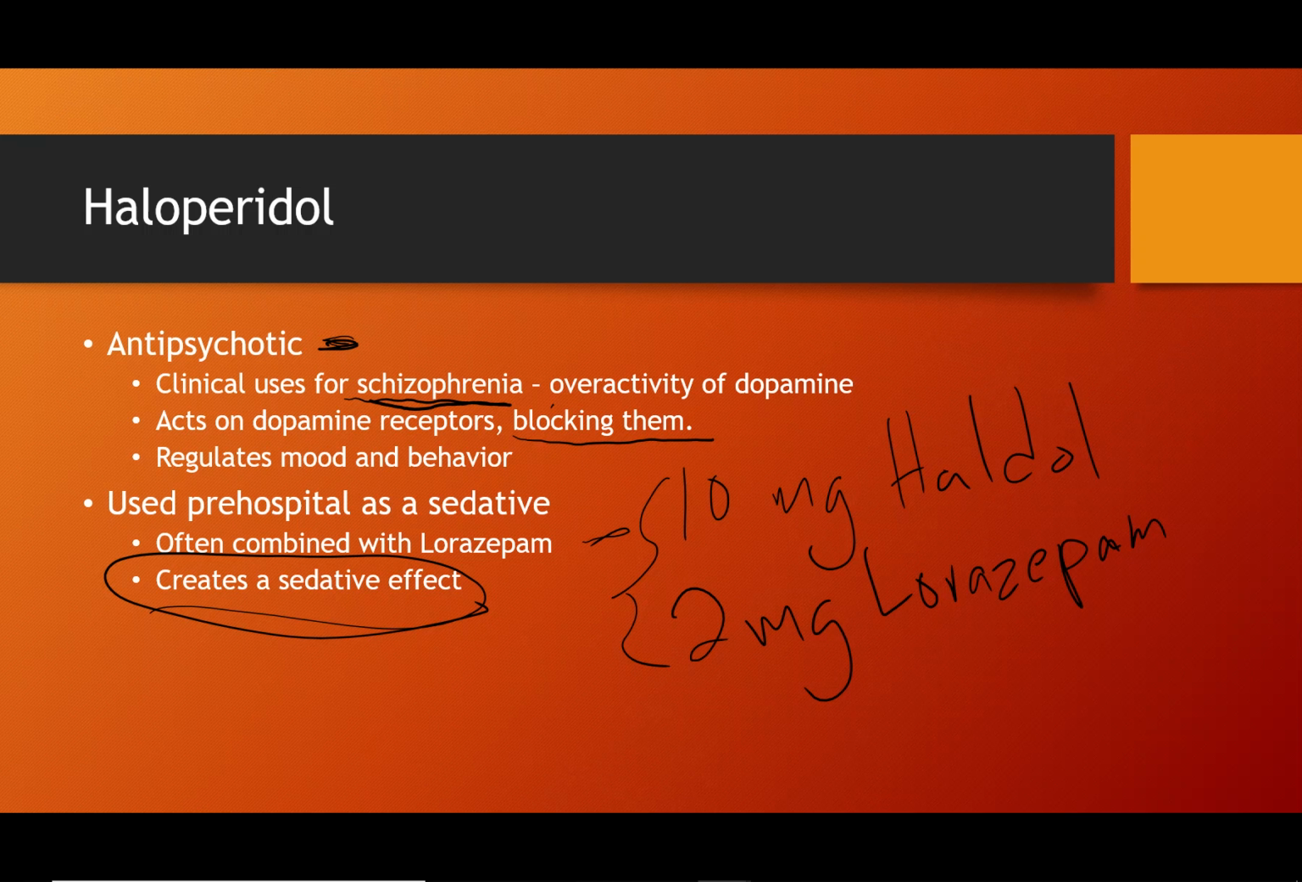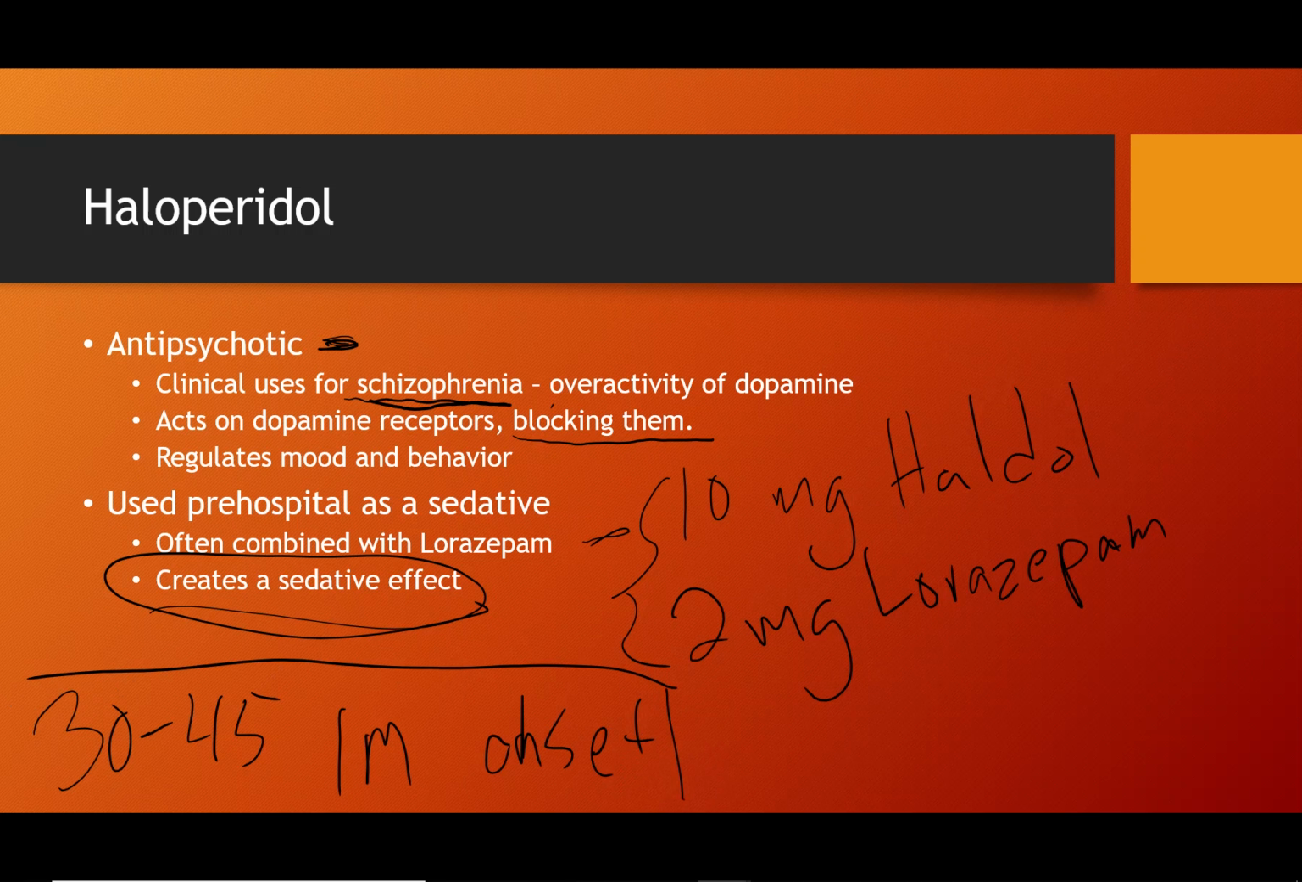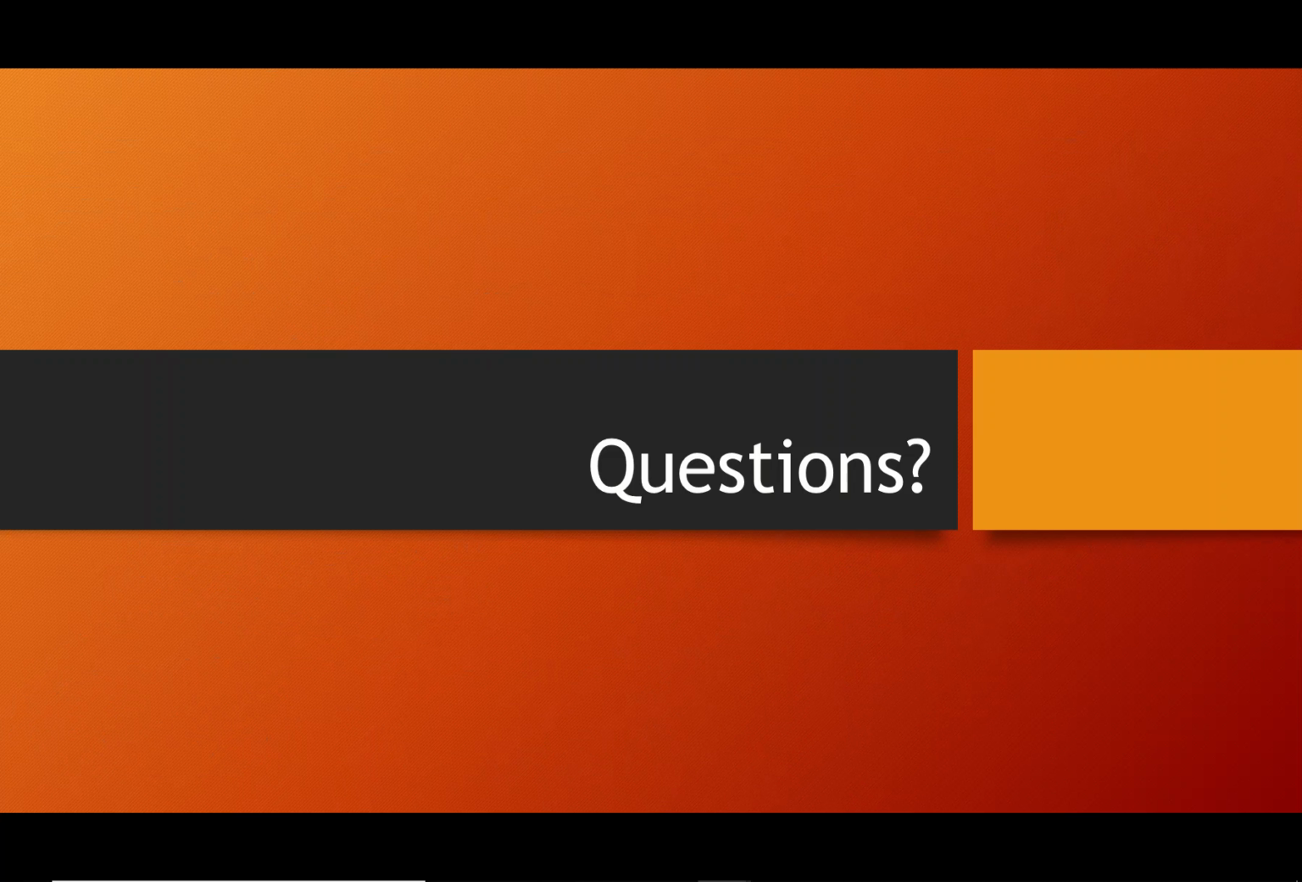And then one of the reasons that we don't use this very often is because it can take 30 to 45 minute IM onset. Now, you've got a patient who is combative, a danger to himself or herself. You want something that's going to work in 30 to 45 minutes? Absolutely not. You want something that's going to work in about 3 to 5 minutes? That's why we use ketamine. All right. So know that Haldol blocks the dopamine receptors, and remember, dopamine acts on mood and behavior, and in higher doses it creates that sedative effect. Not very common.